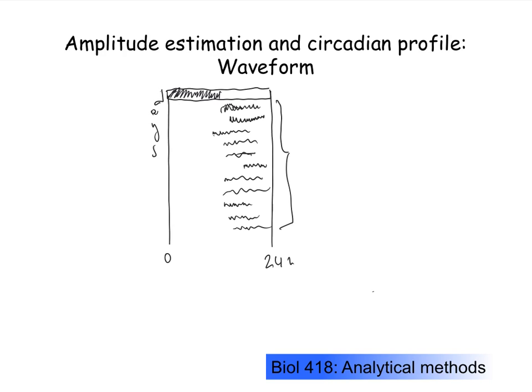And in order to do that, I'm going to create another plot, and that plot is called the waveform, where I will also have 0 to 24 hours, but instead of plotting just a single day, I will plot hourly: hour 1, hour 2, all the way up to 24, how much activity, the average activity for the first hour of all the days taken together.